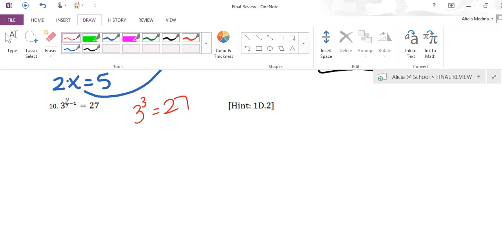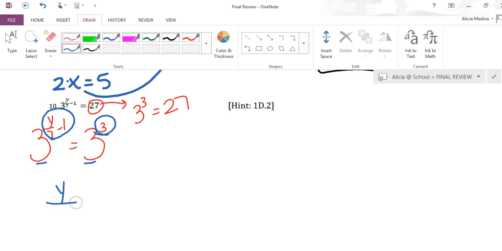Again, you can't change the value of what you have on each side. So we're going to rewrite the left side. 3 to the y over 7 minus 1 is going to equal 3 to the 3rd power, right? Because this can be simplified to what we just did over here. Now that we have like bases, we can go ahead and set the exponents equal. So bring the whole exponent down. y divided by 7 minus 1 is going to equal 3. Next step is to isolate the variable. So I need to add 1 on each side.